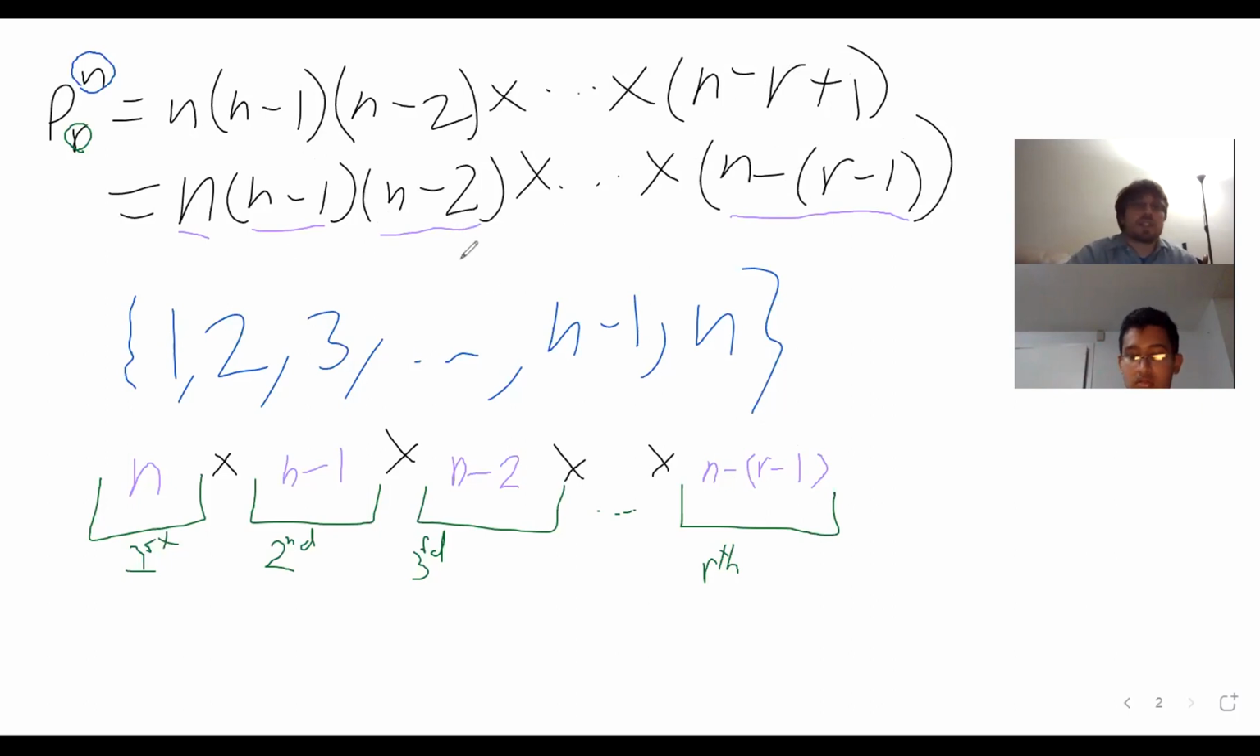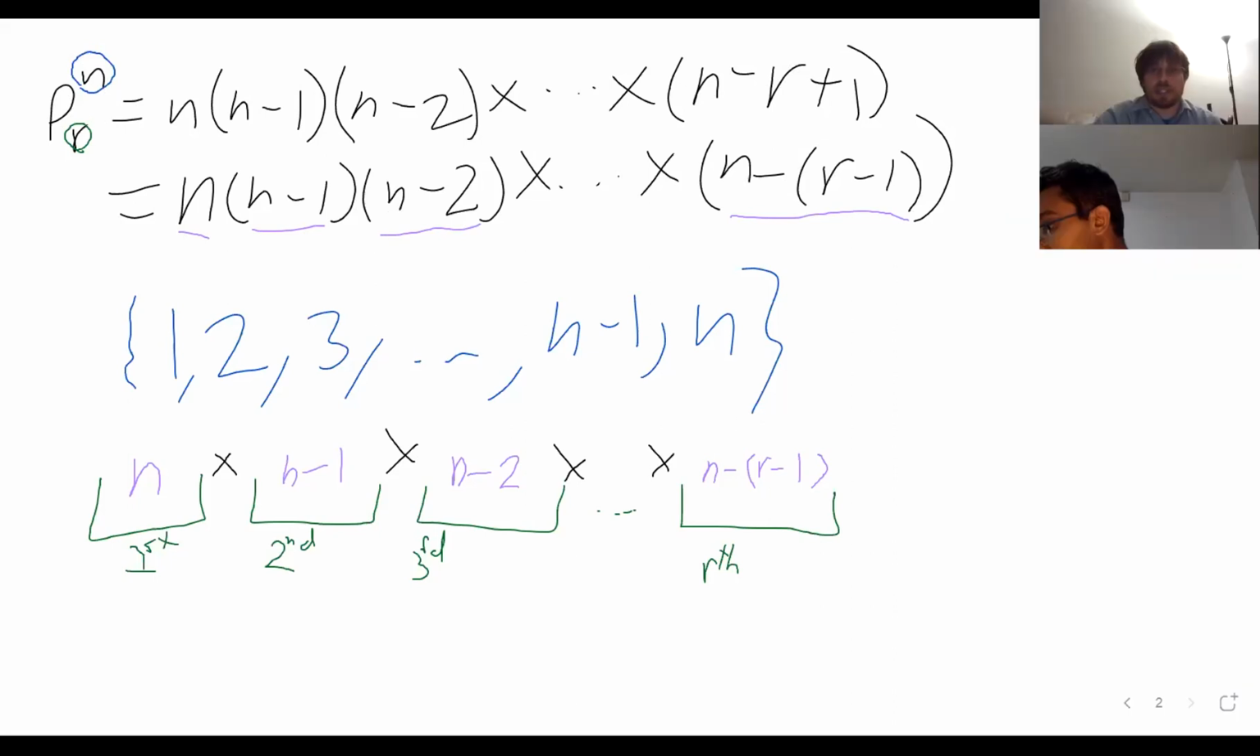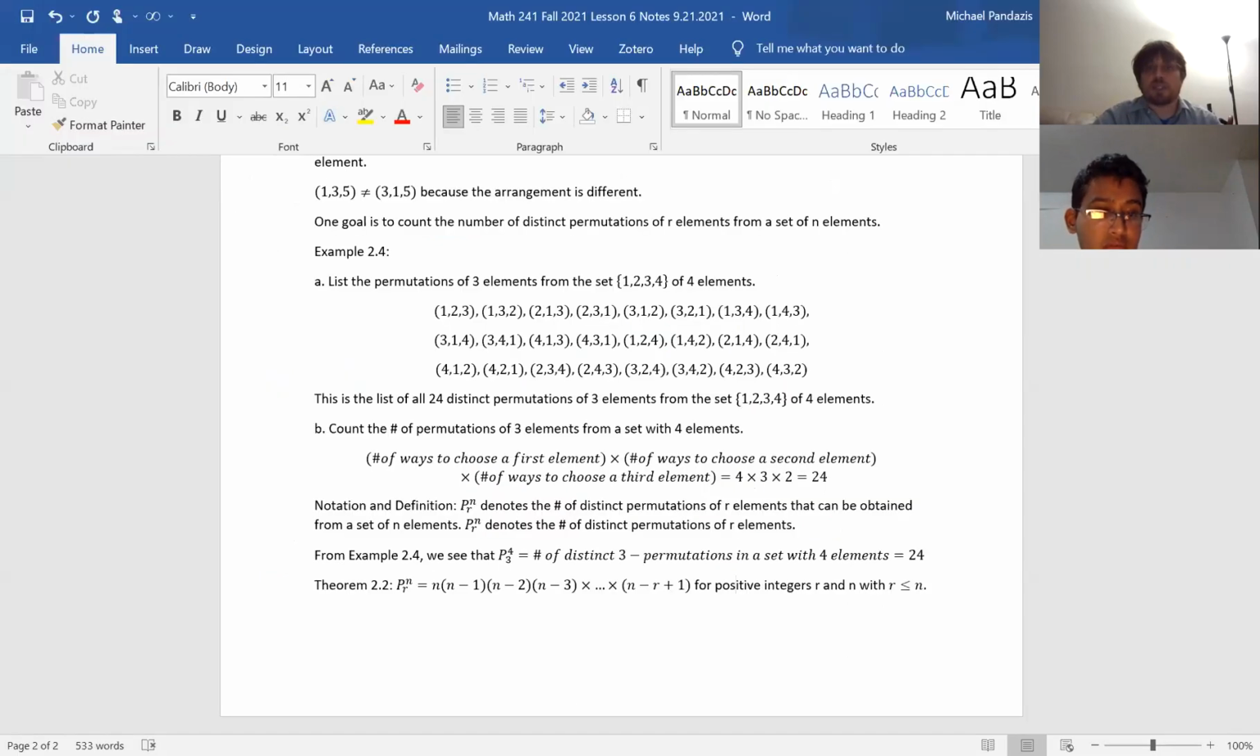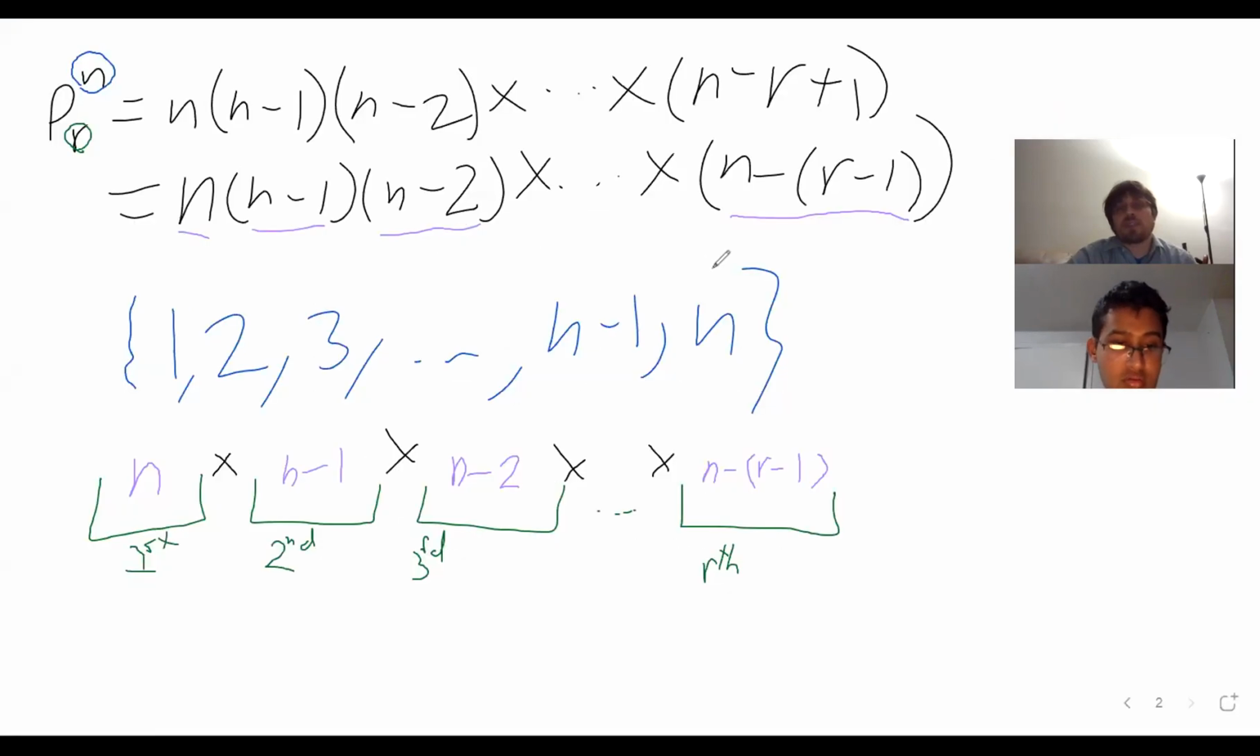Okay, and so that's why this symbol represents this product: the number of r-permutations in a set with n elements is equal to this product given by this symbol. Okay, that makes sense? So you might want to look at that again. But r has to be at most n, where r and n are positive integers, right? Because if you have a set with n things, you can only choose at most n things, right?